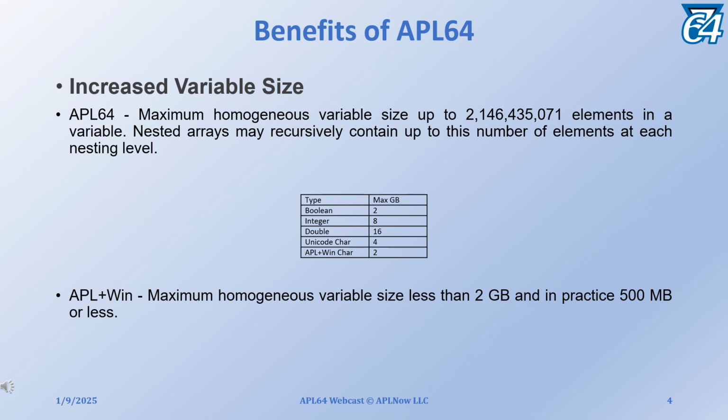APL64 supports increased variable size. As a comparison, the maximum homogeneous variable size in APL64 is over 2 billion elements in a variable. In APL+Win, the maximum homogeneous variable size is less than 2 GB and in practice is 500 MB or less.